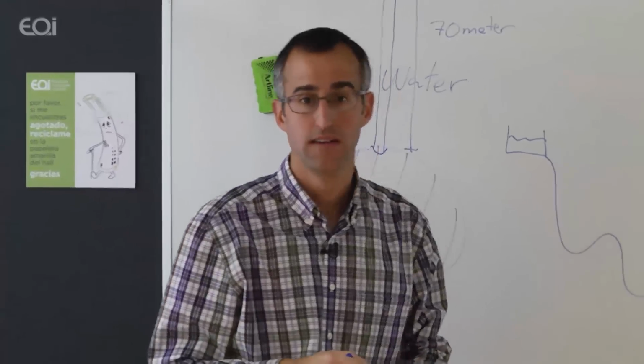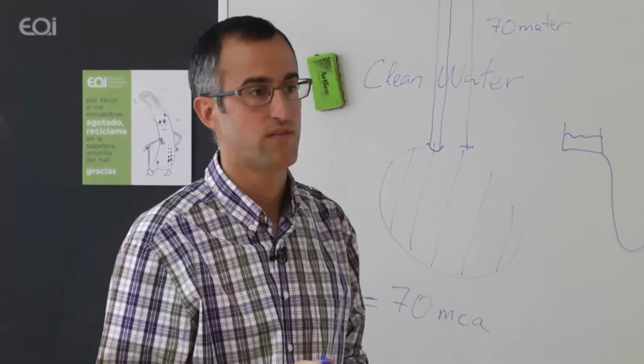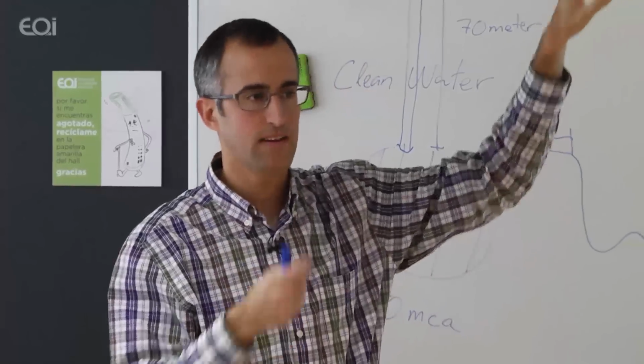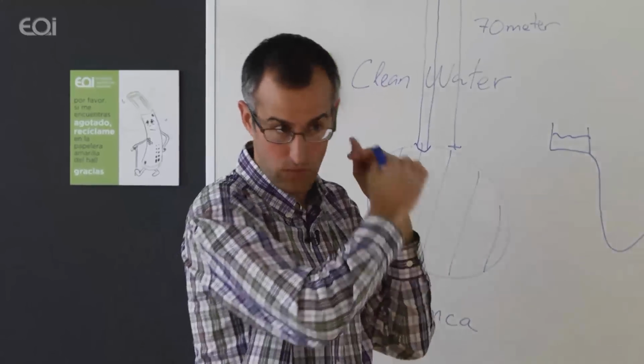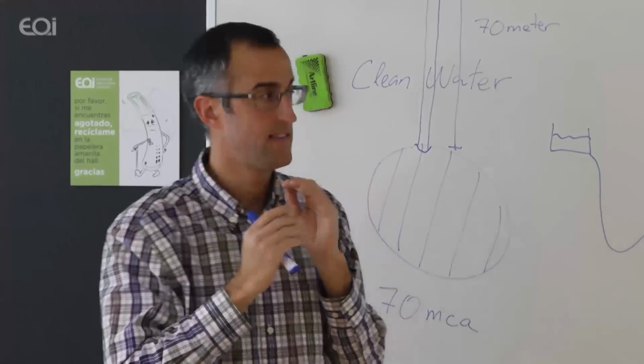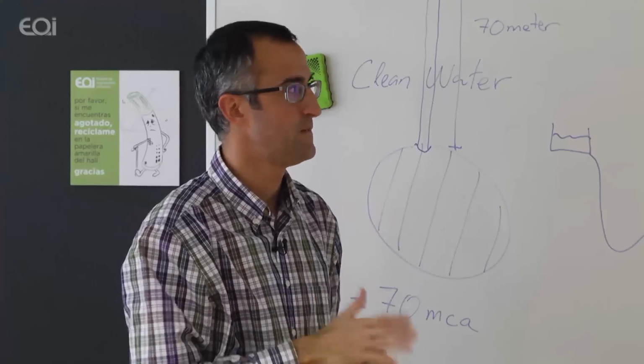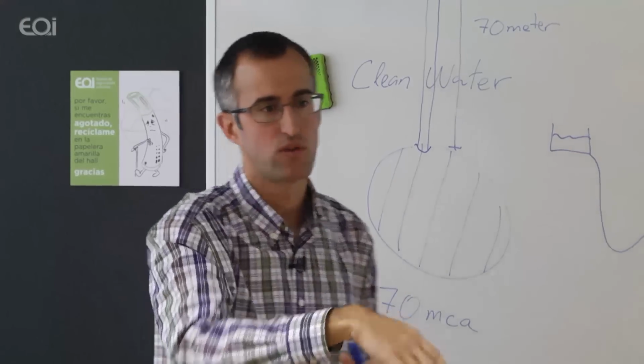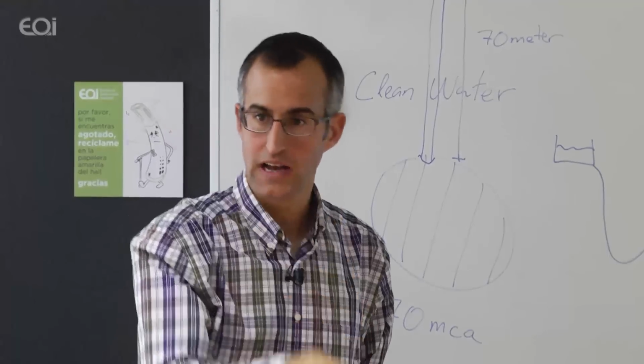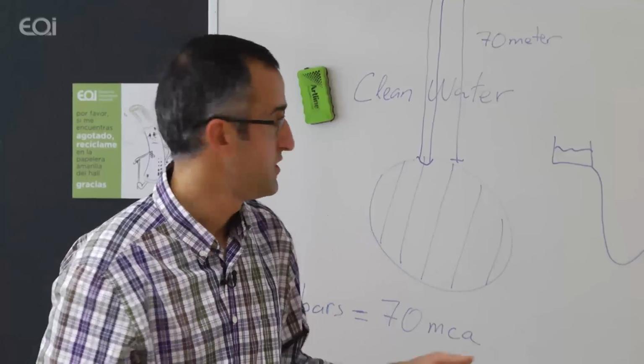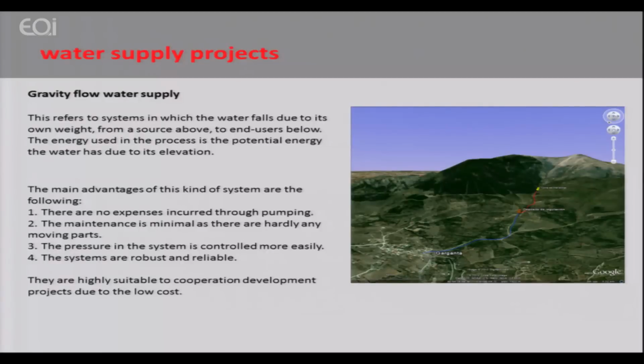If it's possible, the best option is always to take water from, for example, a spring catchment in the mountain, where I have gravity, and I can take the water from this spring catchment into the village, going up and down. That's the best thing, because there are no expenses, I don't have pumping, so I don't have to pay for electricity or whatever. The maintenance is minimal. The pressure in the system is controlled very easily.